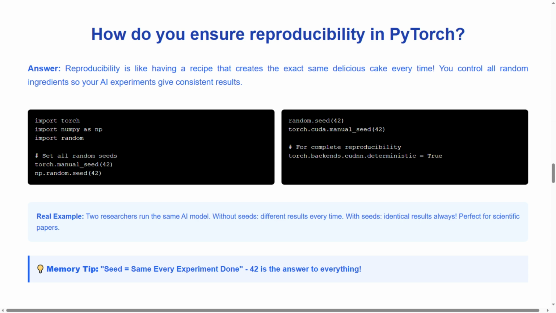Two researchers run the same AI model. Without seeds, different results every time. With seeds, identical results always. Perfect for scientific papers. Memory tip: seed equals same every experiment done. 42 is the answer to everything.